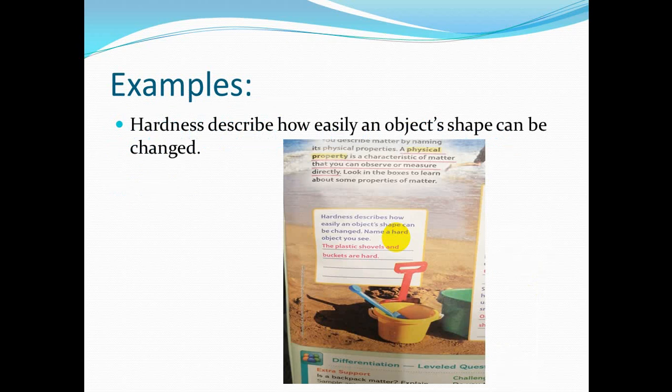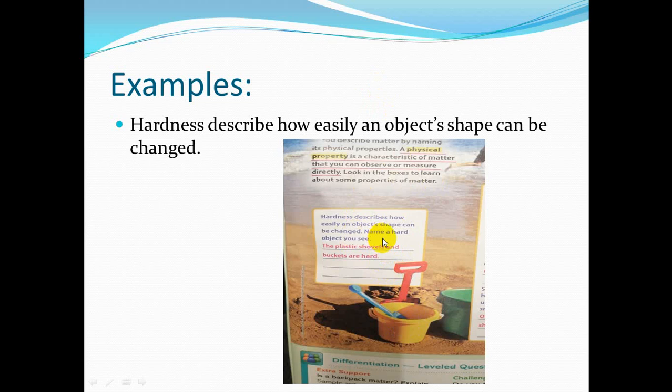The third example, we will talk about hardness. The hardness describes how easily an object's shape can be changed. Can we change the shape of this object here? We can see the shovel with the buckets here. Can we change its shape? It's hard. It's difficult to change the shape of these objects. So it's hard, it's not soft. Again, the hardness describes how easily an object's shape can be changed.